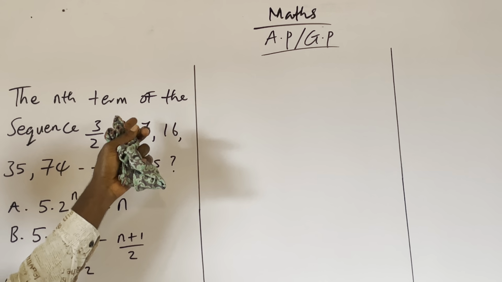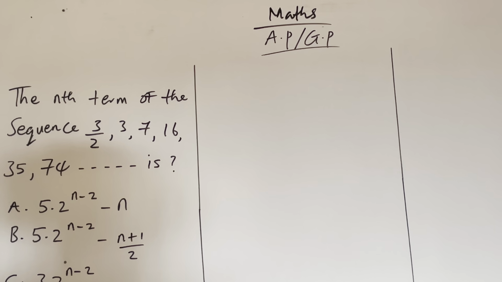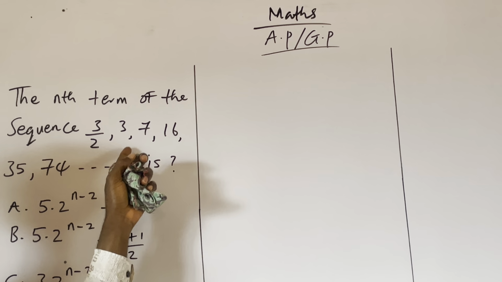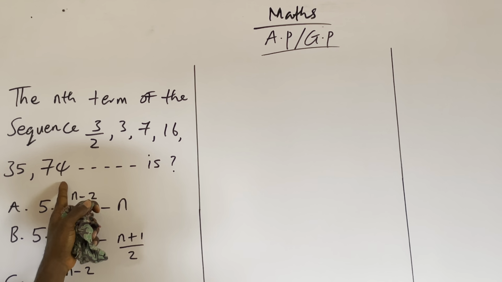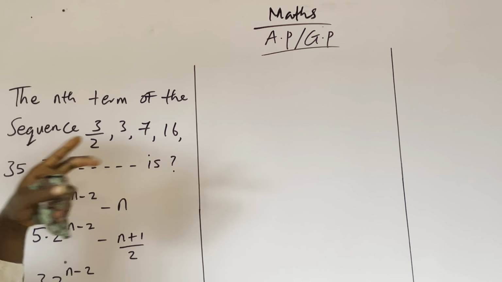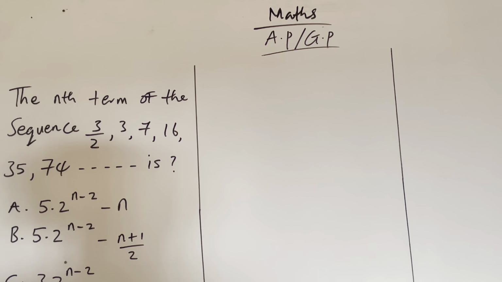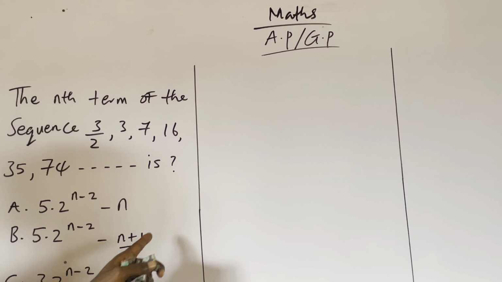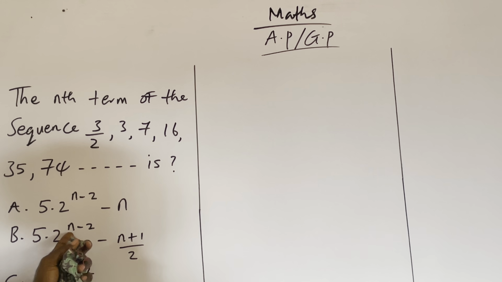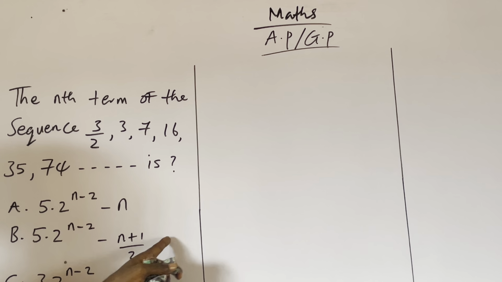The nth term of the sequence 3/2, 3, 7, 16, 35, 74, and so on to infinity is? A: 5.2^(n-2) - n. B: 5.2^(n-2) - n + 1/2. C: 3.2^(n-2). D: (3/2)n. Now, how do we get this?